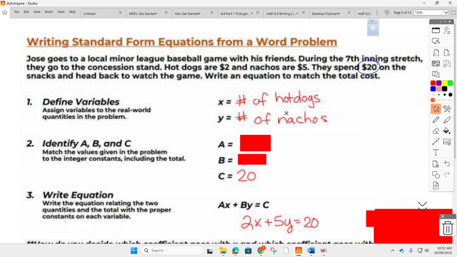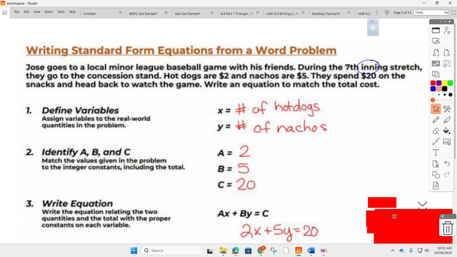And so a is 2, we've already said, and the only number we have left is 5. So reading this problem and then seeing this equation, you can pick out what the parts represent. Yeah.